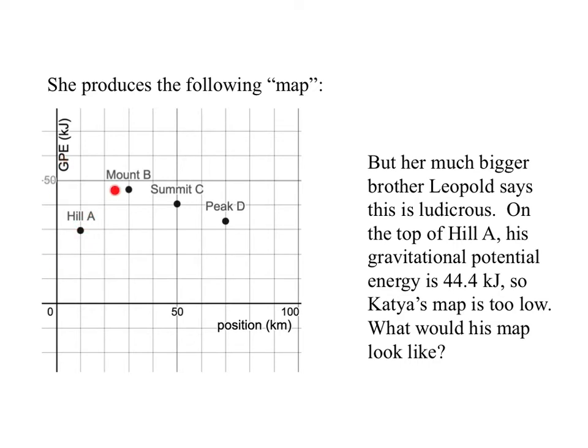And so you can see the peak, and you see that B is more than A, and C is more than A, and D is more, right, but B is more than C, and so on. That's her little map. But her much bigger brother Leopold says this is ludicrous, because on the top of hill A, his gravitational potential energy is not 29.6, but is really 44.4 kilojoules. So her map is too low. What would his map look like? Think about it for a sec.